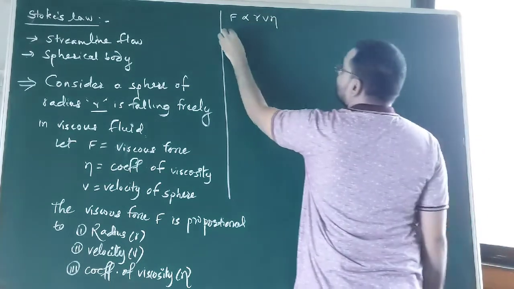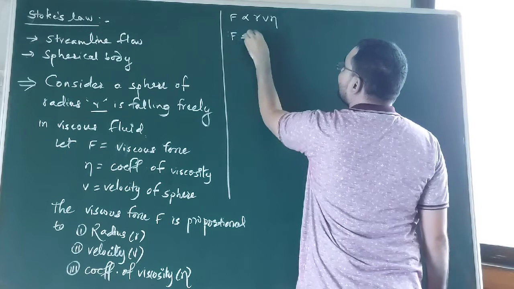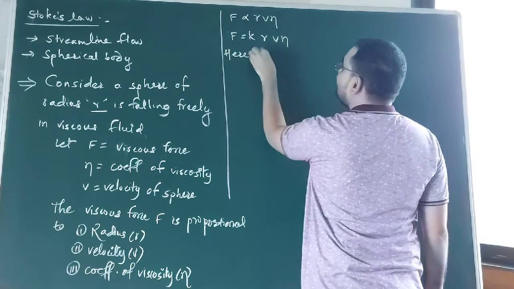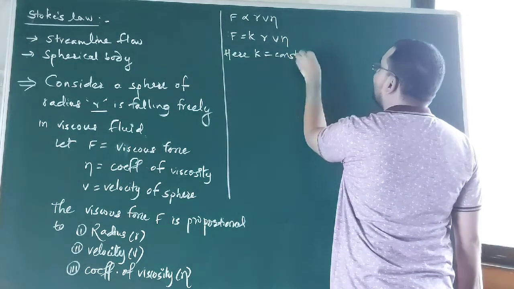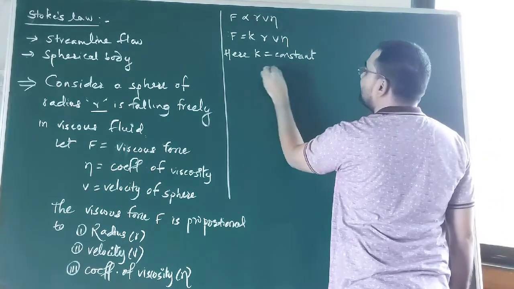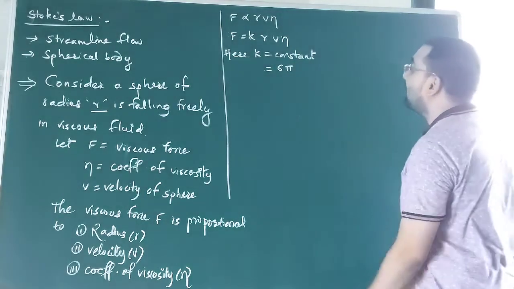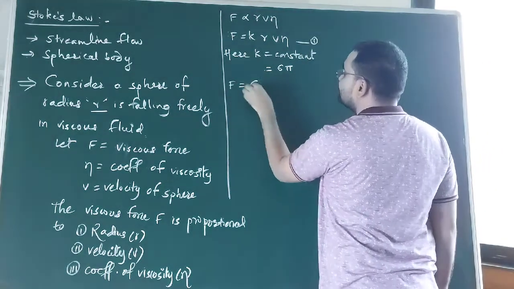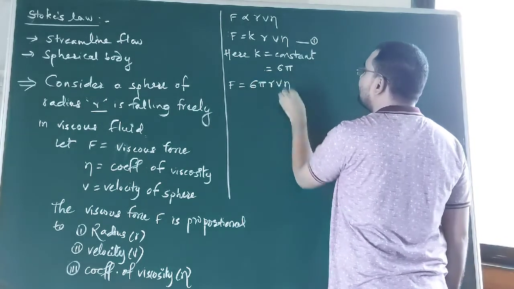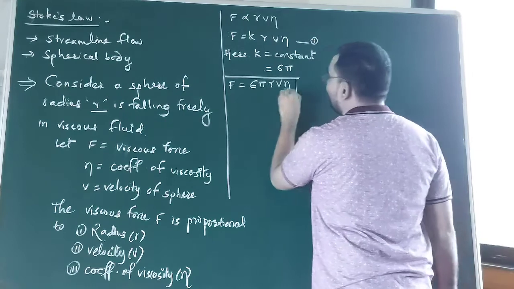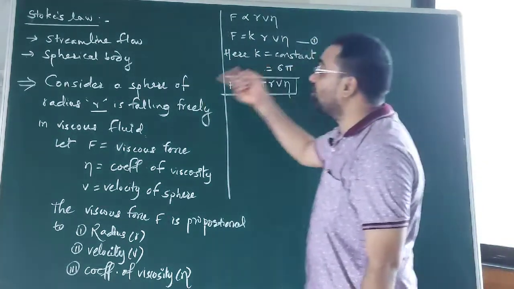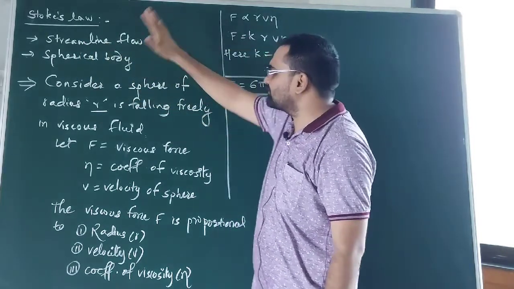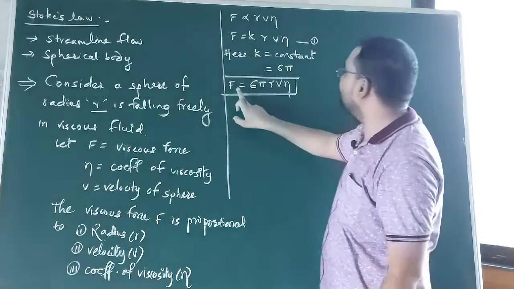and eta. So according to Stokes, if K is the constant of proportionality, and after some calculations he found the value is 6 pi. So if I replace this in equation number 1, then I get force is equal to 6 pi r v eta. So this is the formula for finding viscous force acting on a spherical body falling in a streamline flow or viscous fluid. In that case we have to go with this formula.